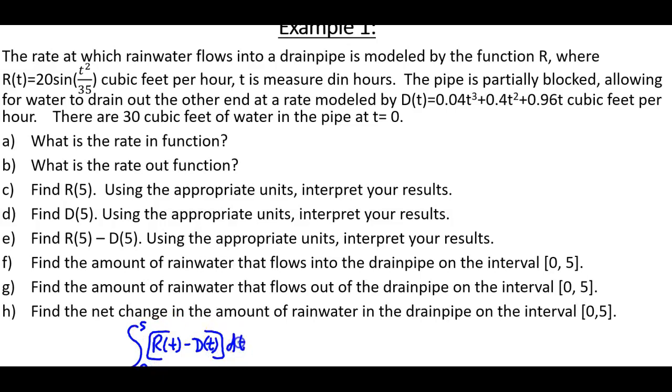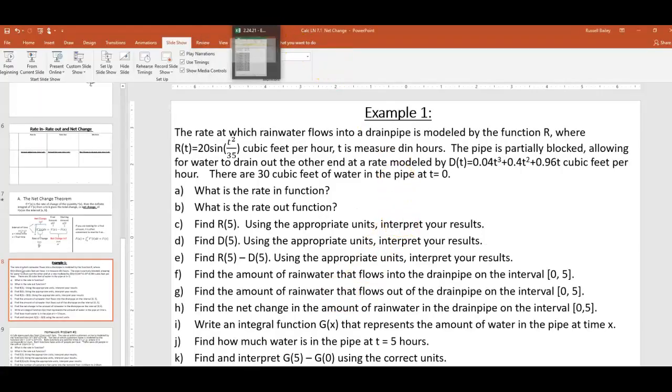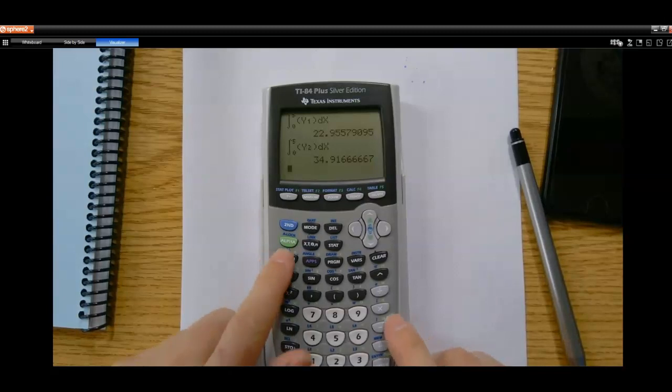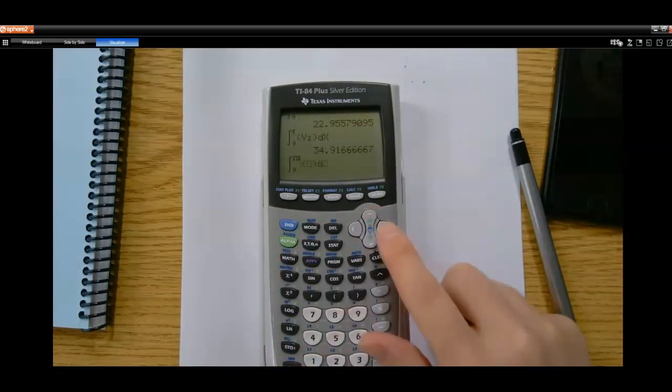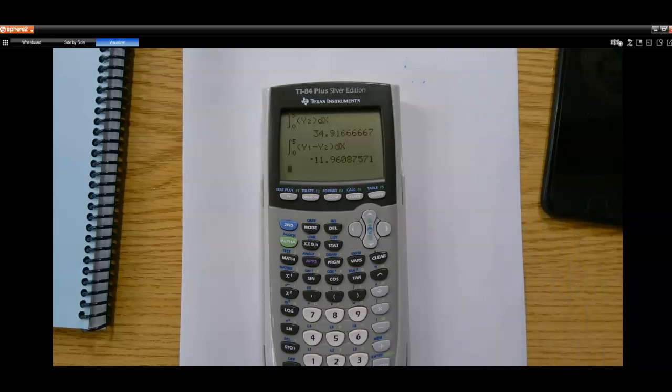So if you take the net rate and you integrate that, that'll tell you the net change in the amount of water over that time period. So I'm going to start it that way. There's a much easier way to do this, but I just want to connect endpoints here for you guys so you guys can kind of get the basic gist of things. So let's go ahead and use our net change formula here. So it's the integral from 0 to 5 of the rate in, which on my calculator is y1, minus the rate out, which on my calculator is y2, all with respect to x, and I get negative 11.961.